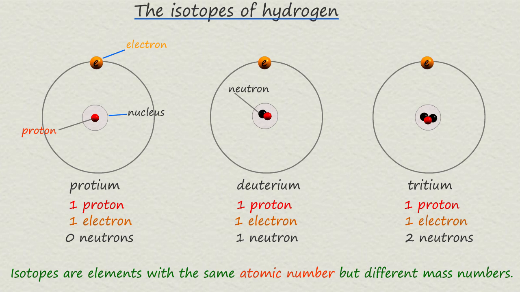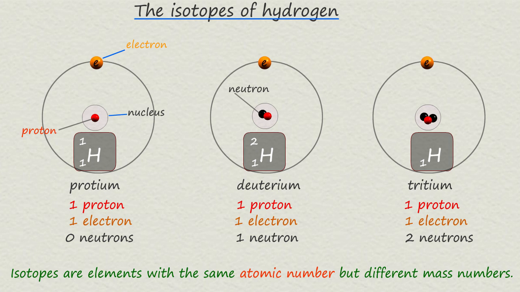Now, we can easily work out the masses for these three different isotopes of hydrogen and then write out the symbols for each of the isotopes. Now, recall, all hydrogen atoms have one proton, so their atomic number is 1. So protium has one proton and no neutrons, so its mass number will be 1, whereas deuterium has one proton and one neutron, so its mass number will simply be 2. And finally, tritium has one proton and two neutrons, so its mass number will be 3.